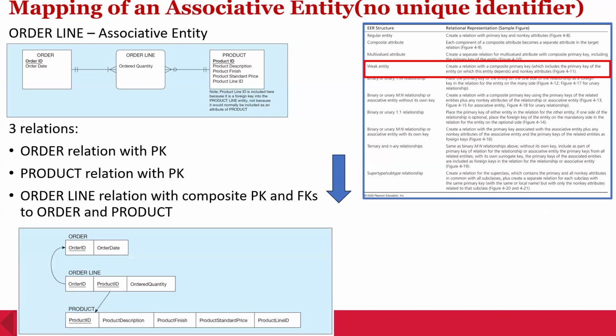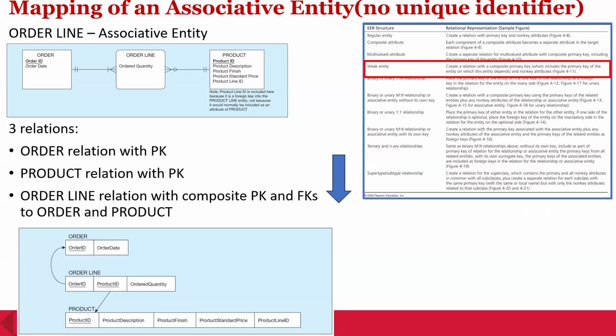We are going to have an order relation with primary key order ID. We are going to have a product relation with product ID as a primary key. But also we are going to have an order line in the middle. And since there is no unique identifier assigned, this order line entity will just have two added attributes, which are going to be foreign keys to product and order, but order ID and product ID will also be a primary key of the order line relation.